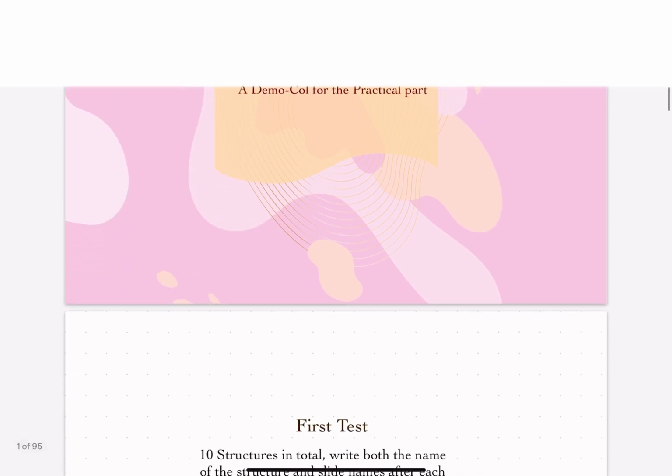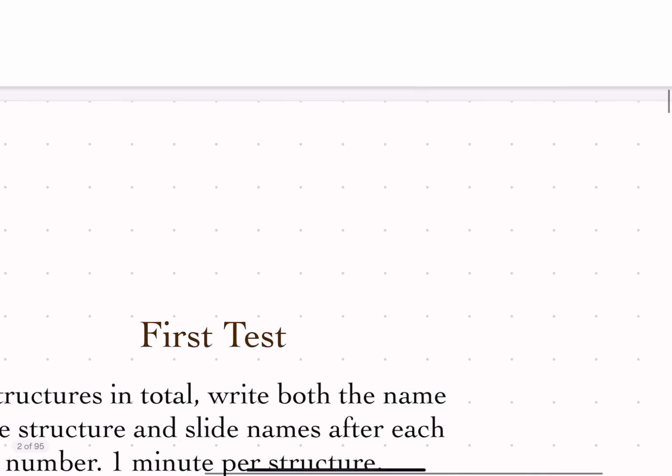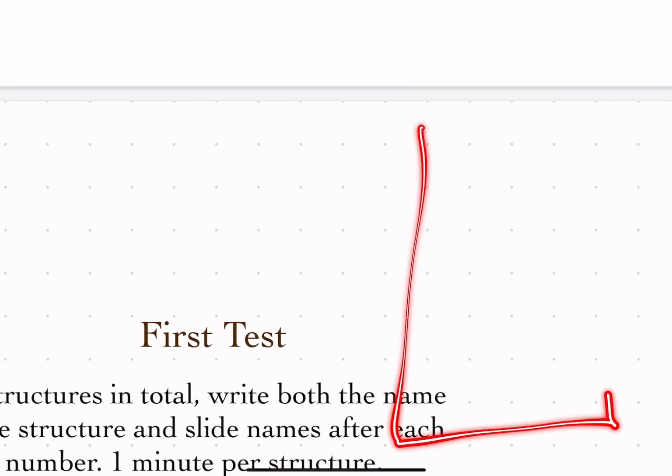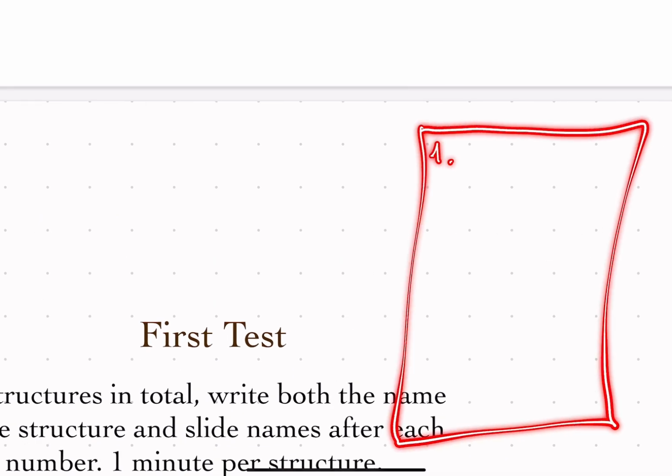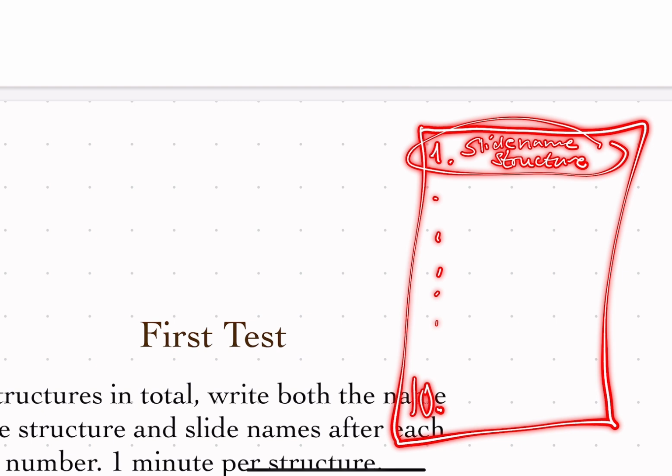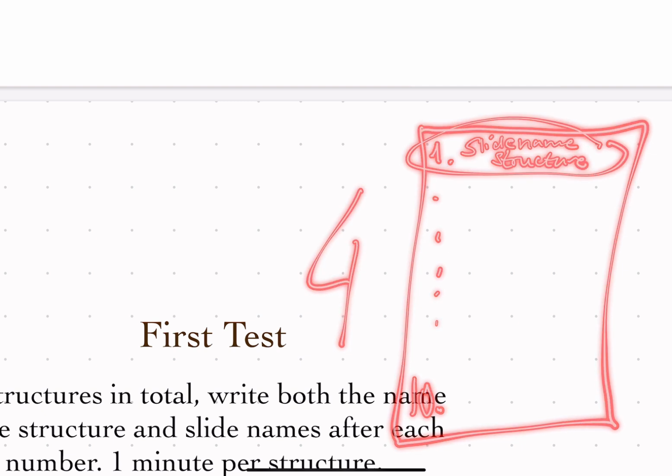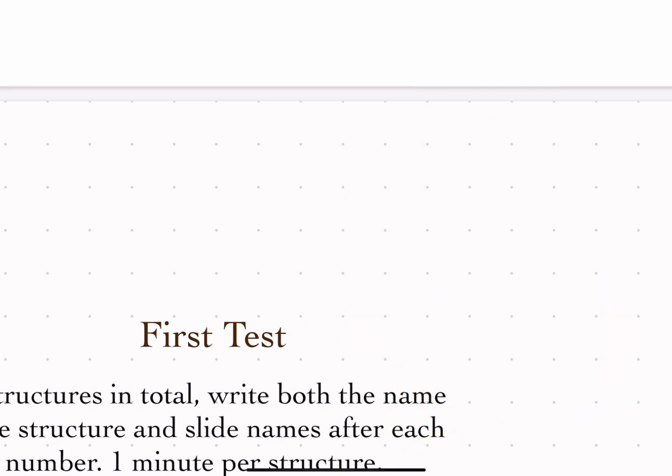Now for how this test yourself video works. First of all, I'd like to ask you guys to make a list of the numbers between 1 through 10. And within these numbers, you'll have to write in the slide name as well as the specific structure that I'm gonna show you for that specific number. We're gonna have 4 of these lists in total because there's 4 tests.